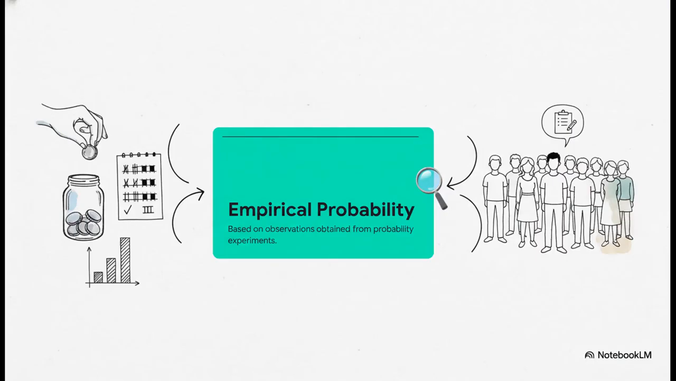But life isn't always perfectly fair and balanced, is it? And that's where empirical probability comes in. This isn't based on theory. It's based on observation and real-world data. You run an experiment or you conduct a survey, and the probability is simply how often something actually happened.